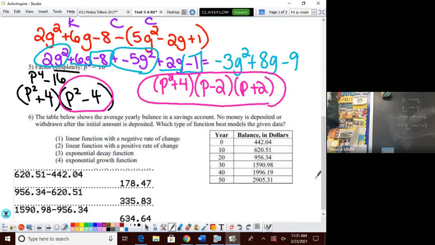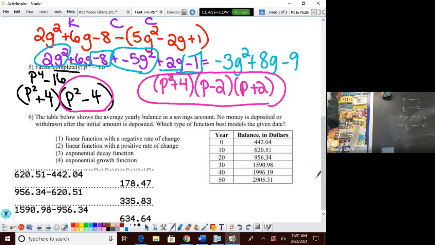Number 6, they gave you a table. It says the table below shows the yearly average balance in a savings account. No money is deposited or withdrawn after the initial amount is deposited. Which type of function best models the given data? So there's your table there, and they want to know, is this linear or exponential? And what type of rate of change is it? Positive, negative, and then if it's exponential, growth or decay.